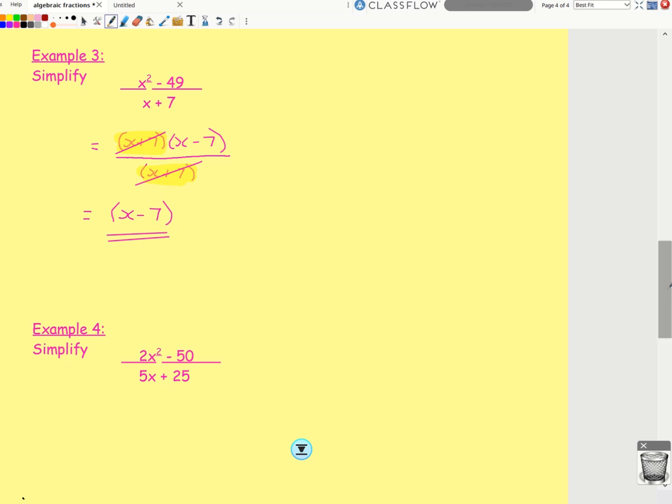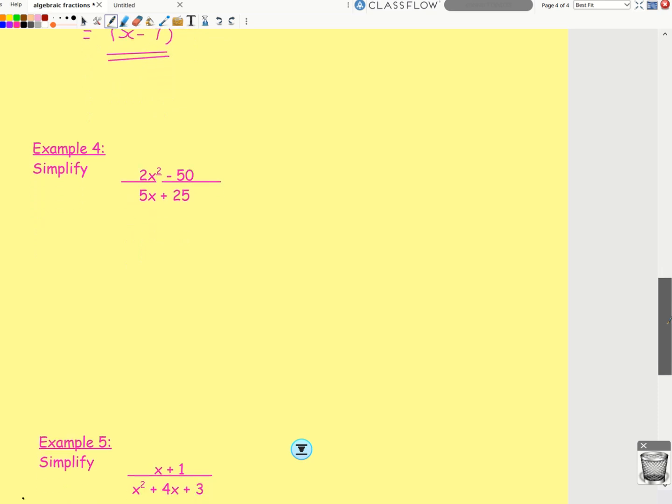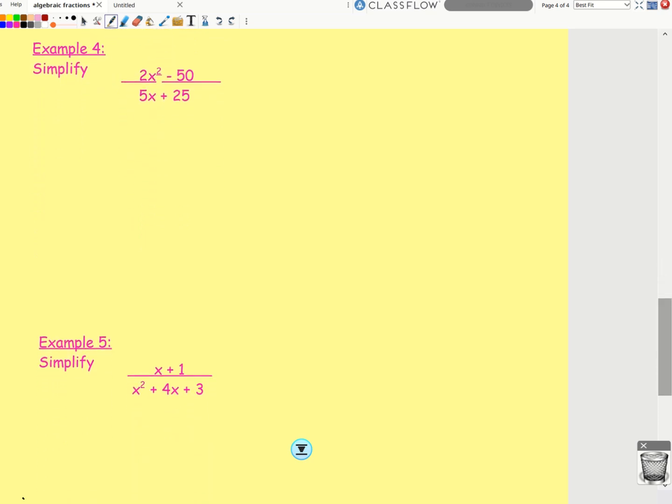Right, we're halfway through the examples now. We are almost there. Okay. Example number 4. If you look here, the top line will factorise and the bottom line will factorise. So let's do both of them. I'll just do it at the side here.